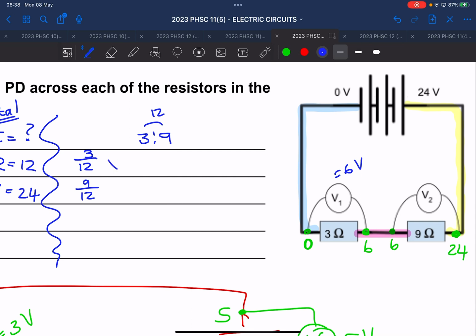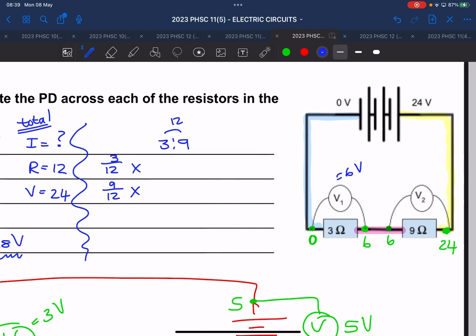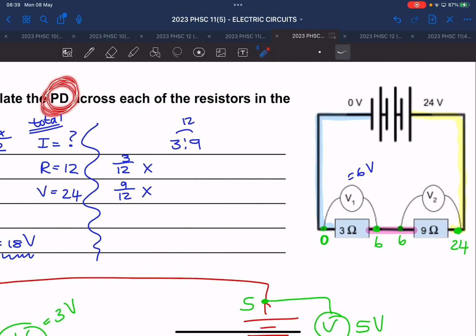Of what? Okay, what is the question? The potential difference of the volts, of the total volts, of 24. Without a calculator. I know you can do it. That means divide by. 24 divided by 12 times 3. There you go. And the other one?